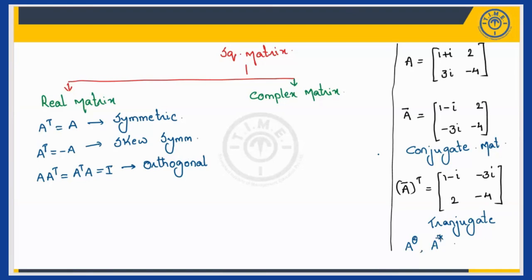Okay. So now whatever properties we discussed for real matrices regarding the transpose, we'll discuss the same with the conjugate transpose. Say, if A star is equal to A, then we say A is a Hermitian matrix. And if A star is equal to minus A, then A is a skew Hermitian matrix.